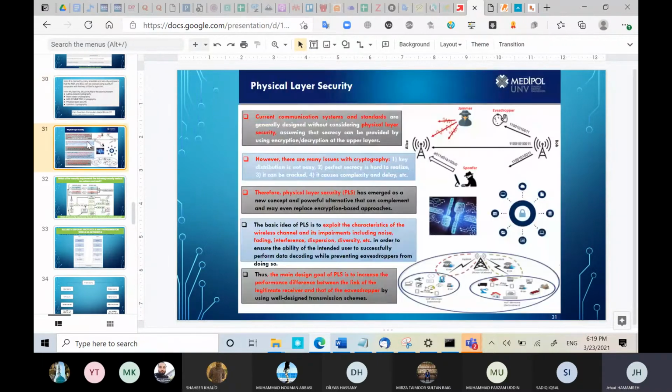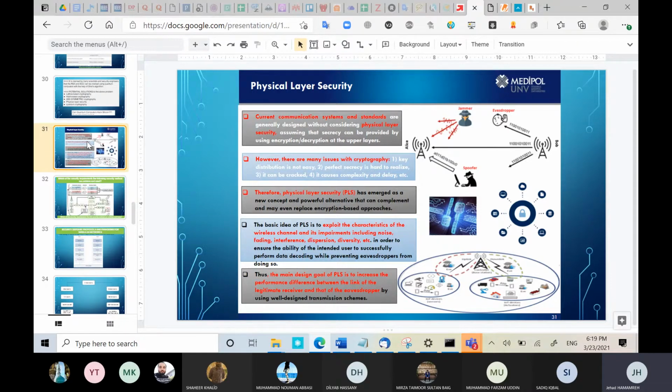So now, what's physical layer security? We will talk deeply about it in this course, but for now I will just quickly introduce you to this domain called physical layer security. So we start with the current communication systems and standards. Most of them are generally designed without considering physical layer security, assuming that secrecy can be provided and achieved using encryption and decryption at the upper layers, as we explained before in the previous slides.